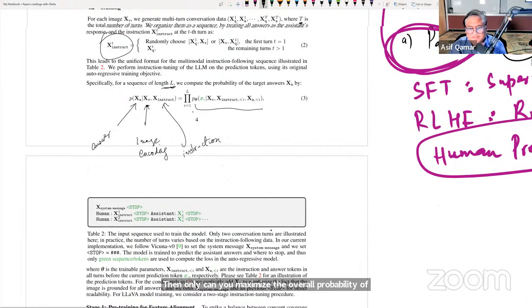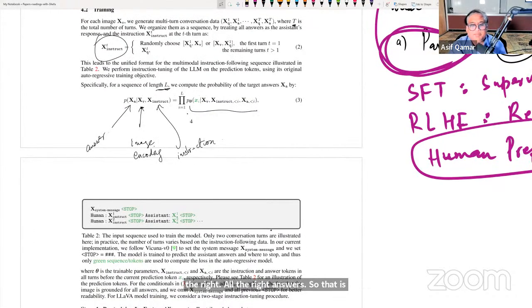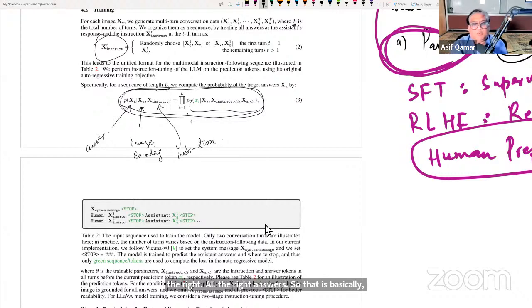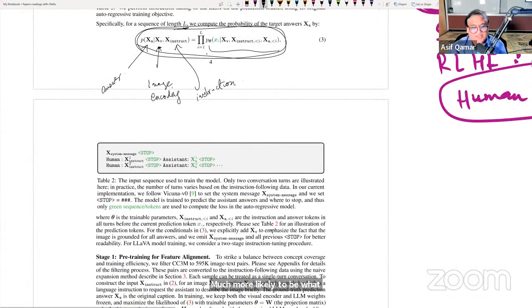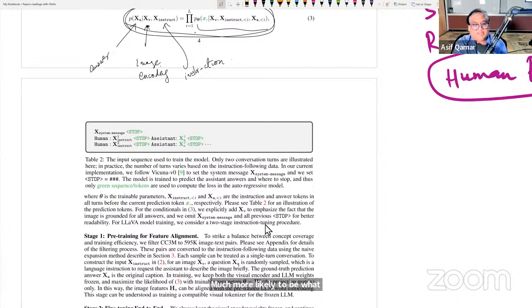So that is basically, people tend to write that because it's a formal way of saying things in machine learning. But what it is saying is obvious. It's basically saying, let's go turn the dials on the machine in such a way that the answers are much more likely to be what we want them to be. And as you can see, this is the system, some system, but basically human assistant, interleaved. Right? You do that.